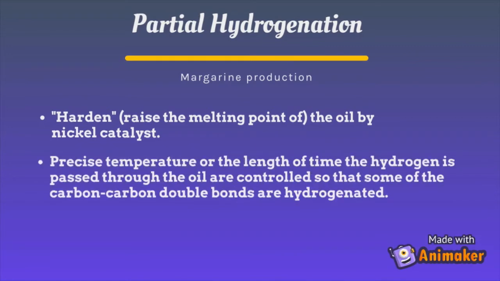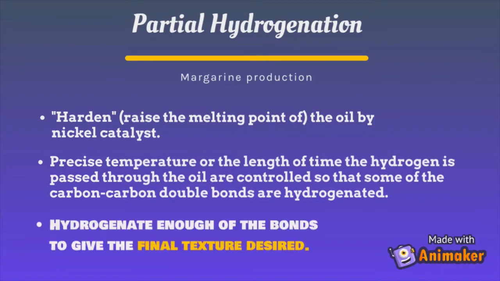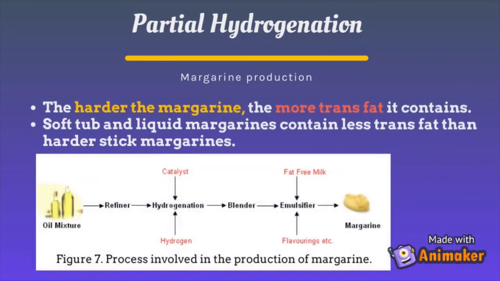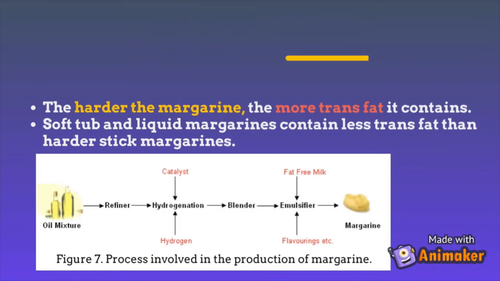Conditions like the precise temperature or the length of time that the hydrogen is passed through the oil are controlled so that some of the C=C double bonds are hydrogenated. We need to hydrogenate enough of the bonds to give the final texture that is desired. The harder the margarine, the more trans fat it contains. Soft tub and liquid margarines contain less trans fat than harder stick margarines.